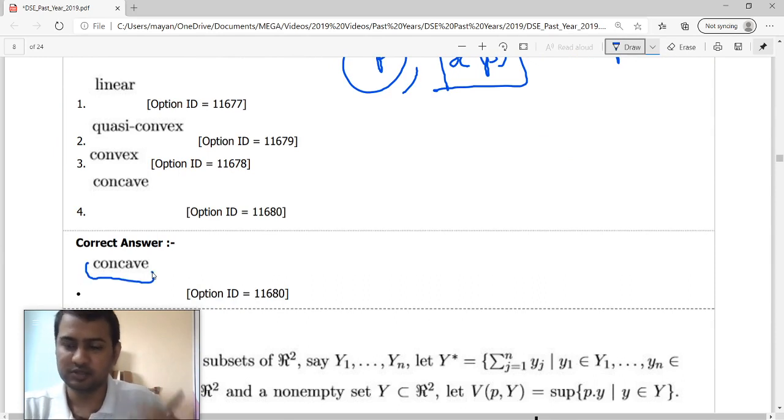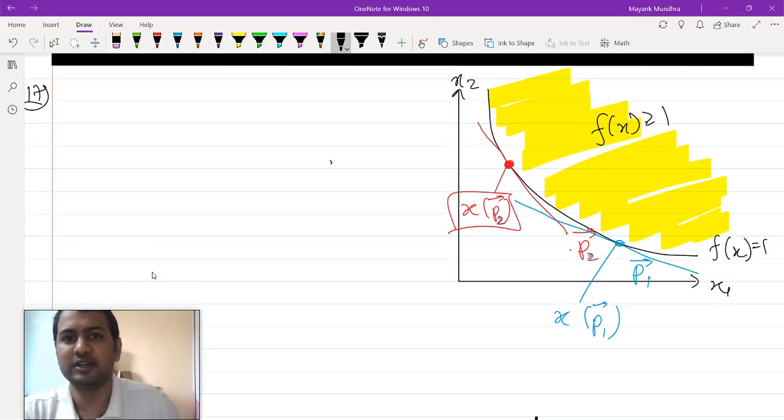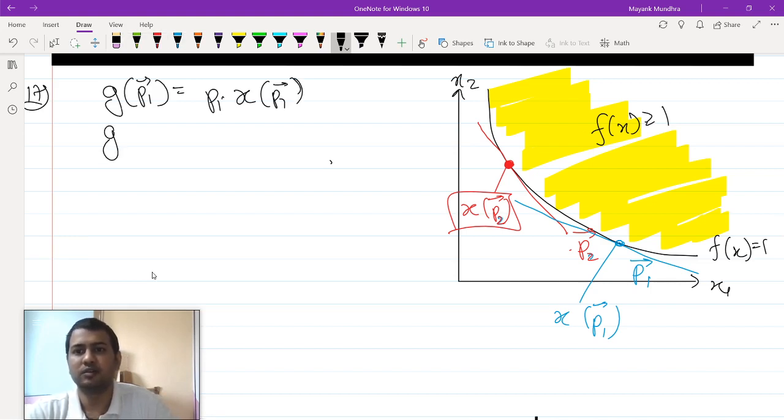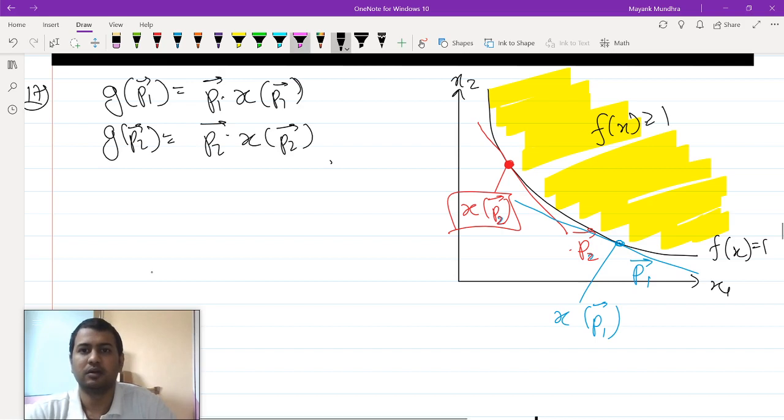So let's proceed with this idea of showing that it is concave, although in the exam you do not have this benefit, but I'm going to go ahead with this idea and show it to be concave. So g of p1 vector is equal to p1 dot x of p1 vector, and g of p2 vector is equal to p2 vector dot x of p2 vector.